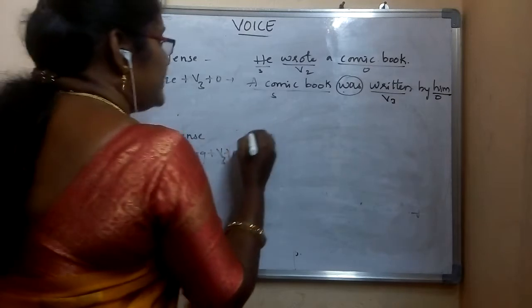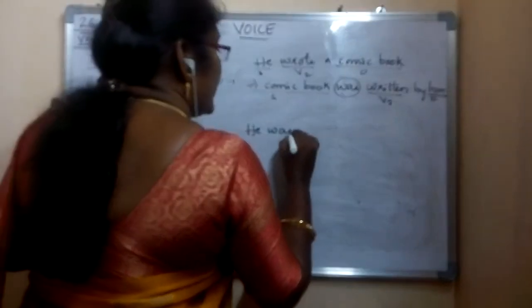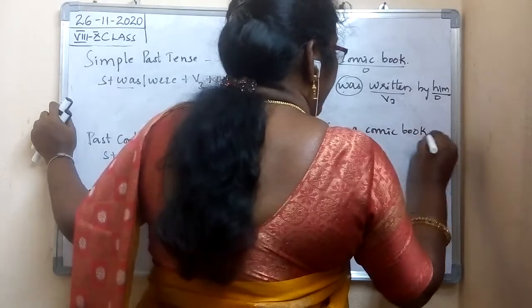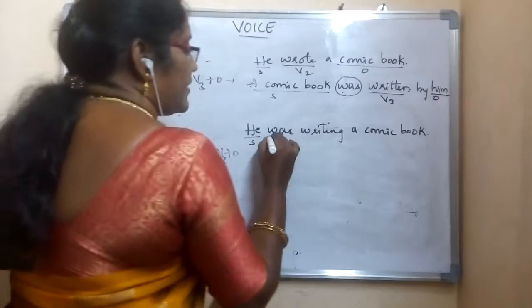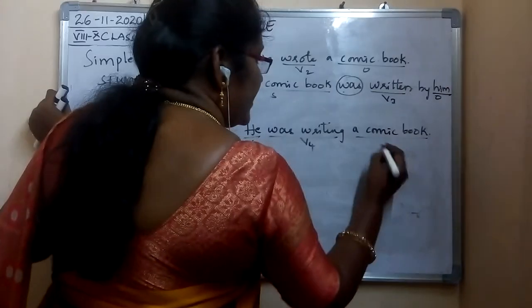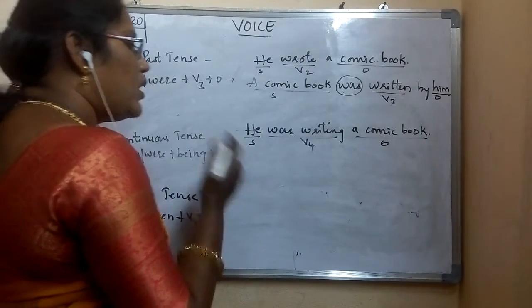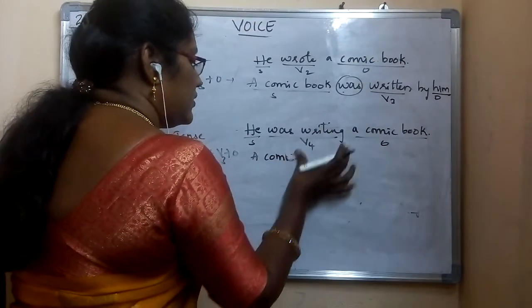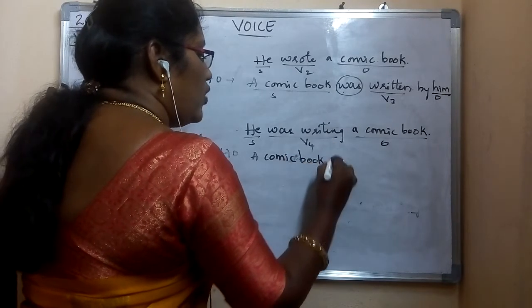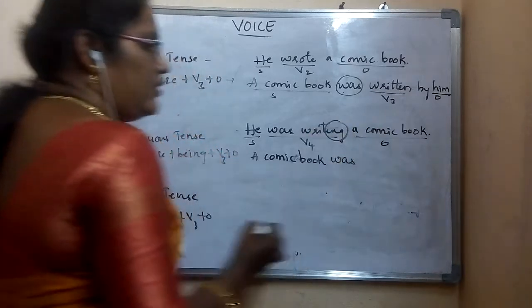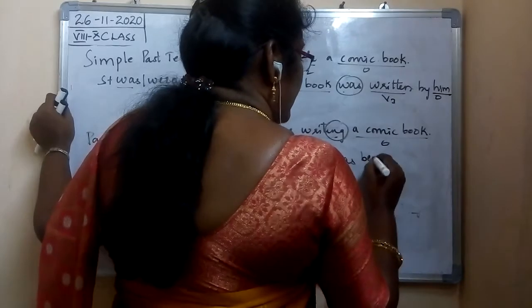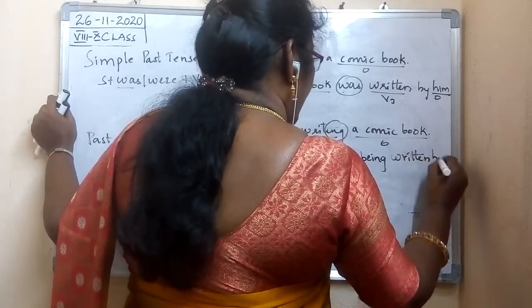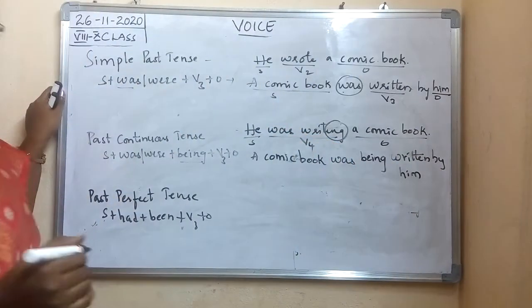Past continuous tense. So same sentence if I write. He was writing a comic book. Okay. I made into past continuous. Now he is subject. Was is what? V4 continuous tense and comic book is object. Now you have to change into what? Passive voice. So comic book is what? A comic book is the object. A comic book was, when it is ing form, just now what I told you? Being plus V3 form. Okay, was being writing. V3 form is what? Written. Being written by him. Okay. A comic book was being written by him.